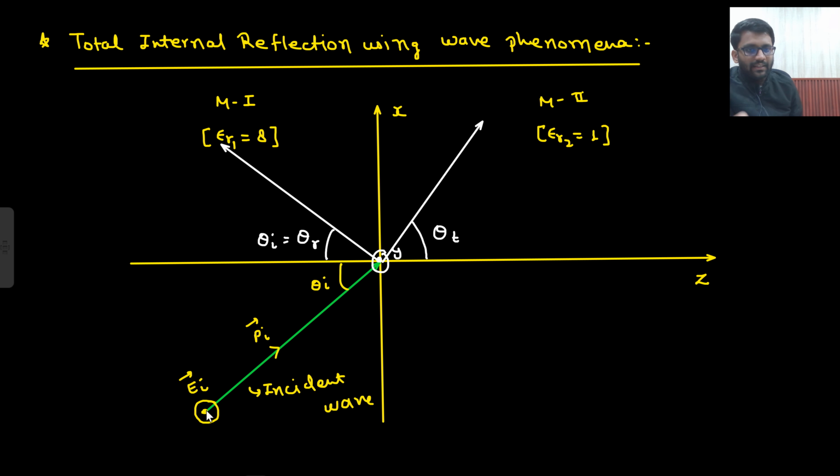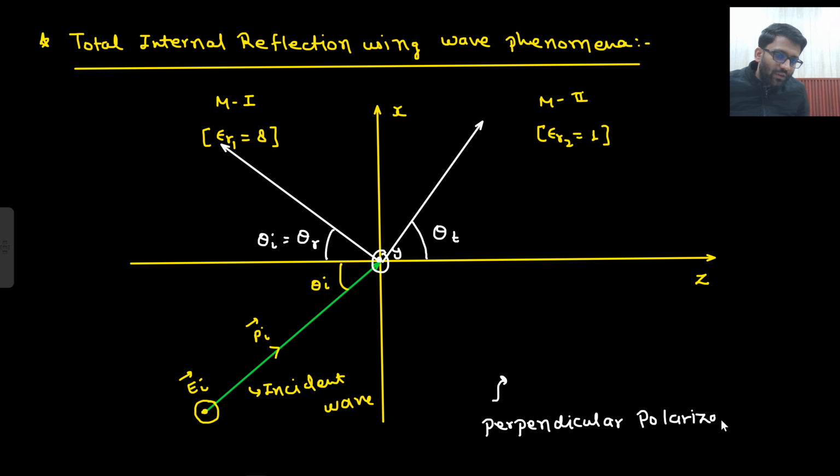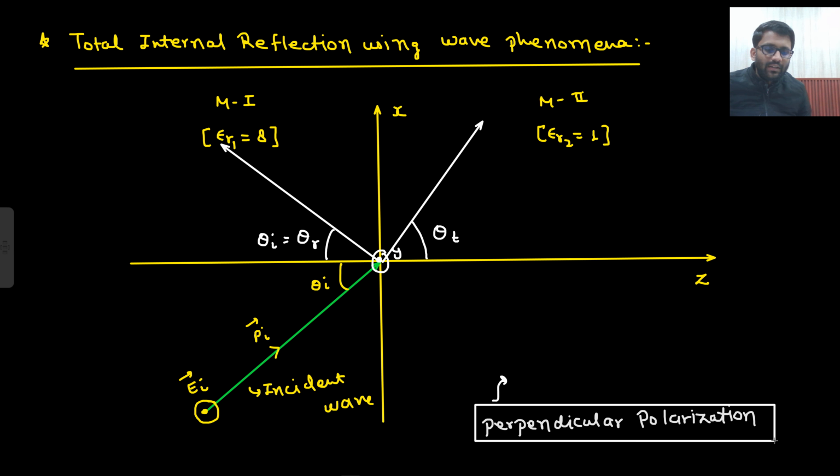And this is my incident electric field. My electric field is in the y direction. So which kind of case is it? This is a case of perpendicular polarization. You need to have a good knowledge of oblique incidence, then only you will be able to understand it. Otherwise you will not be able to understand. So this is the case of perpendicular polarization.